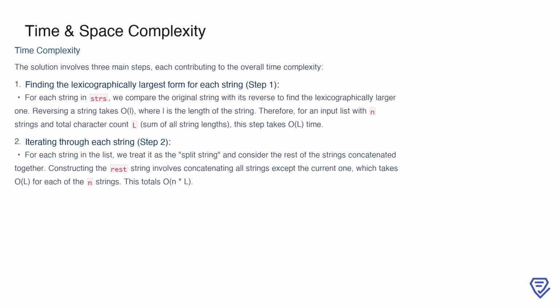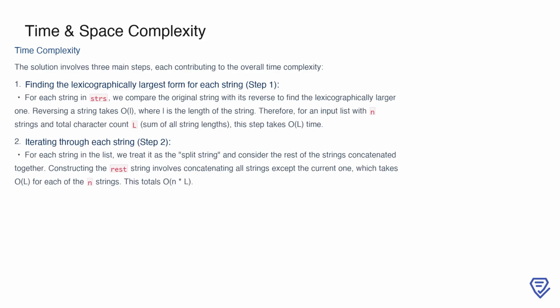Here, we begin analyzing the time complexity of the solution, which is broken into three main steps. First, we need to find the lexicographically largest form for each string in the input list. For each string, this involves comparing the original string with its reversed version. Reversing a string takes time proportional to its length, O(L_i), and since the total length of all strings combined is L, this step takes O(L) overall.